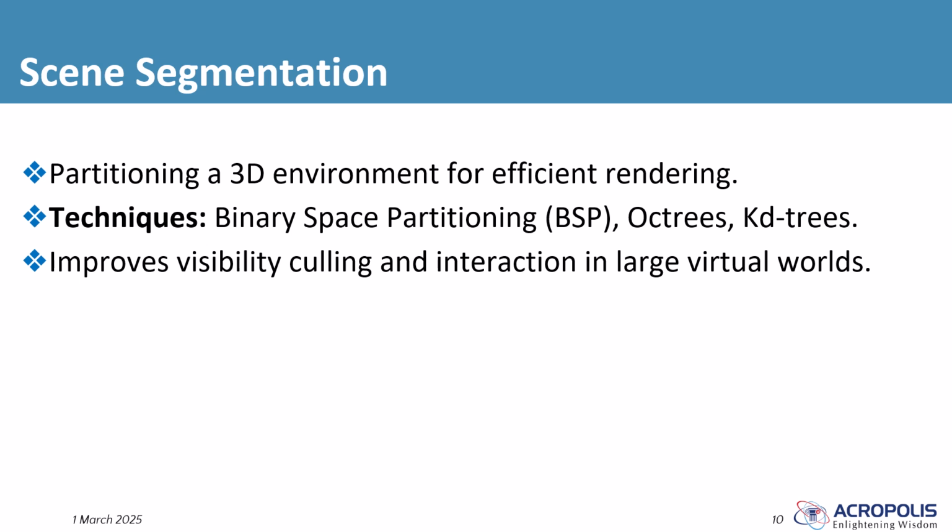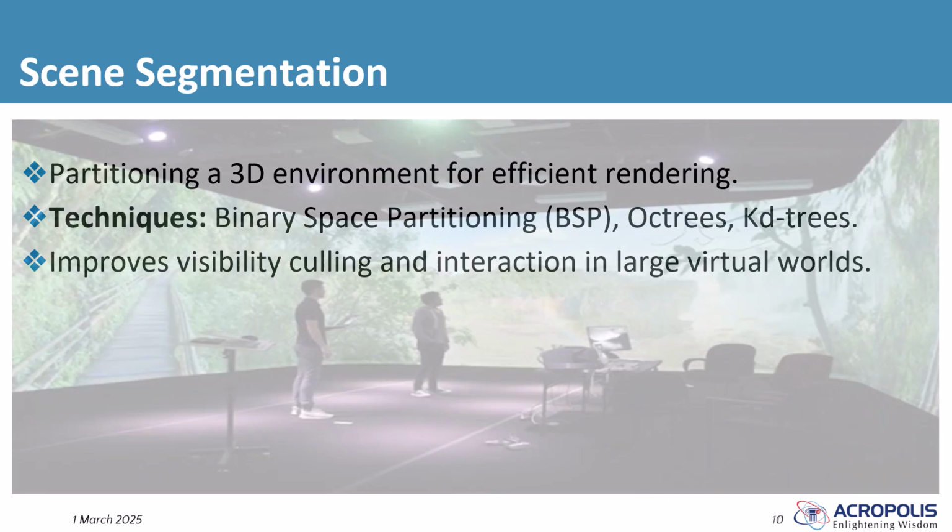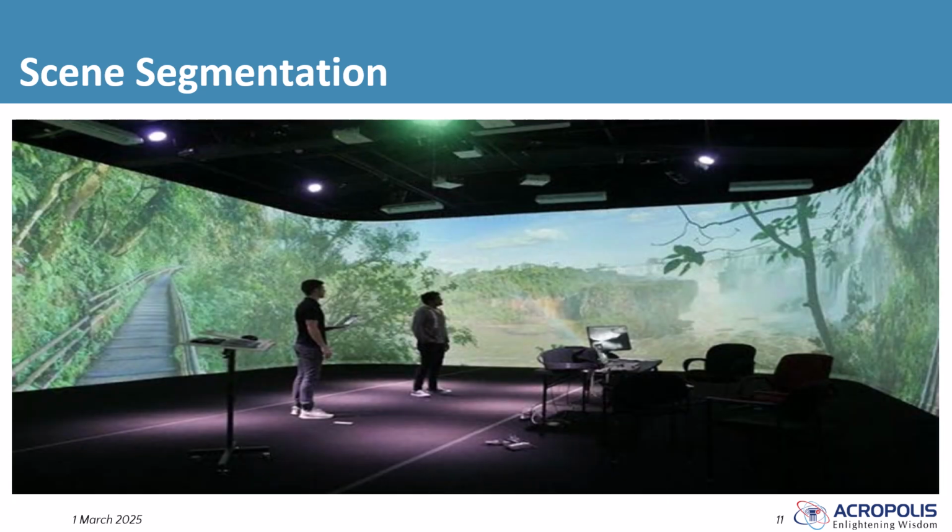Another important application is scene segmentation, especially relevant in rendering virtual environments. Large 3D scenes can be incredibly complex, and rendering everything at once is inefficient. That's where techniques like binary space partitioning trees and KD-trees come in. They divide the scene into logical sections so only visible or relevant parts are rendered at any time. This dramatically improves performance in games, simulations, and VR experiences.